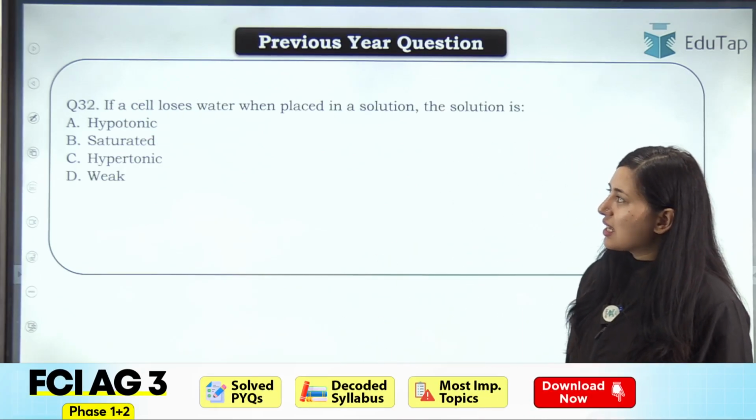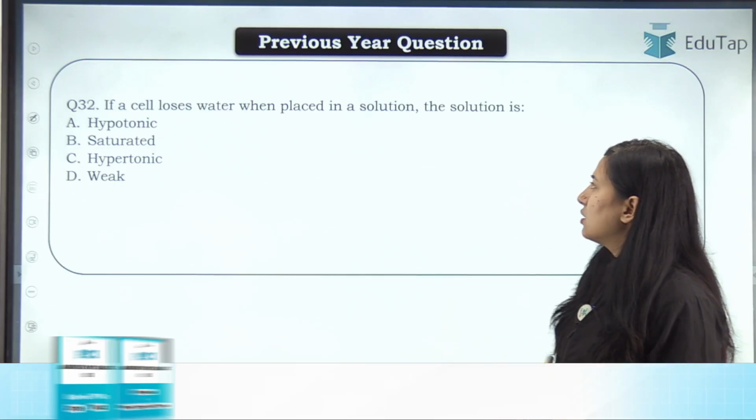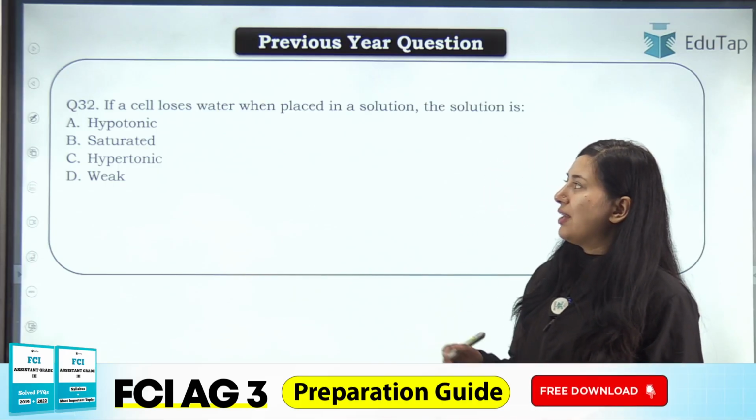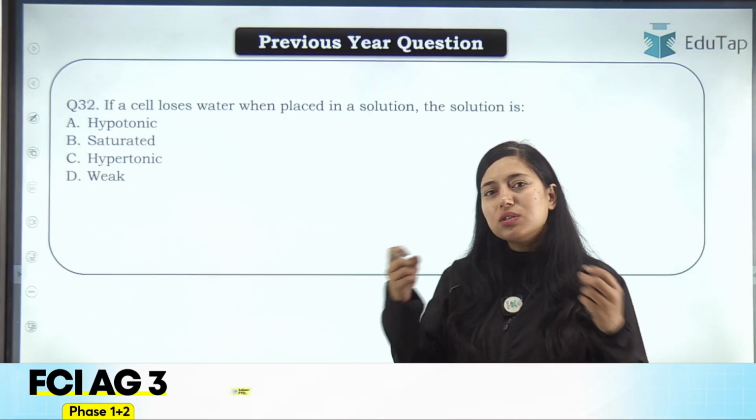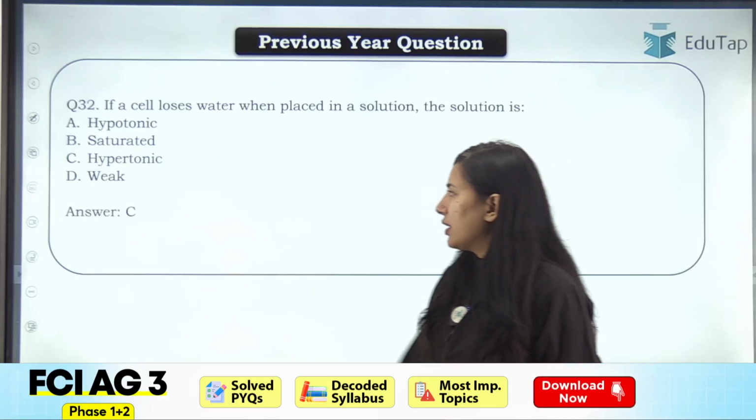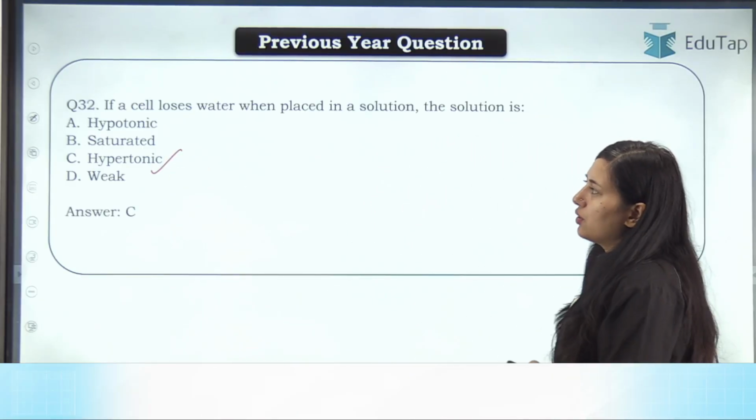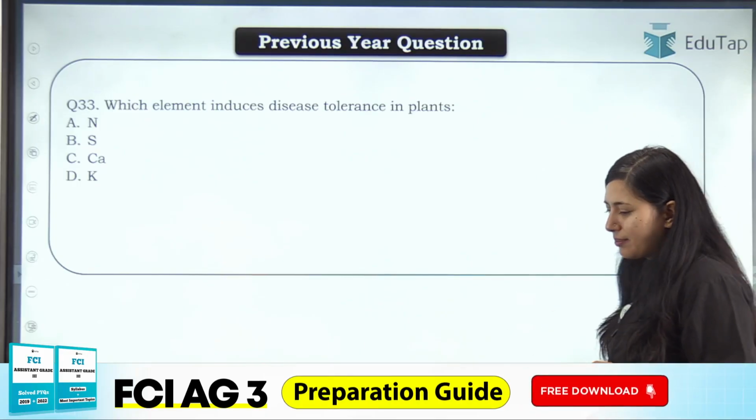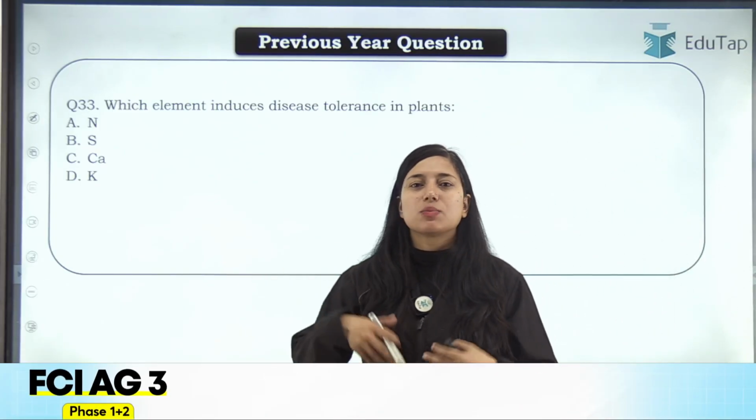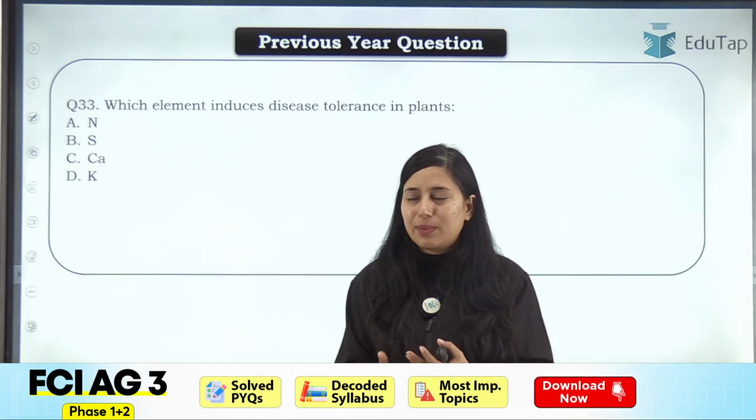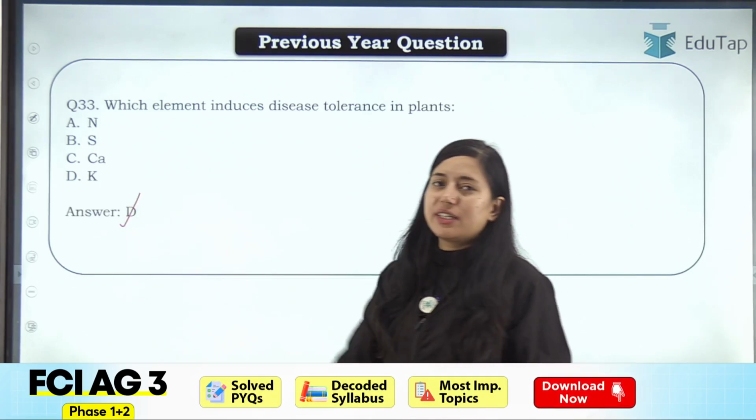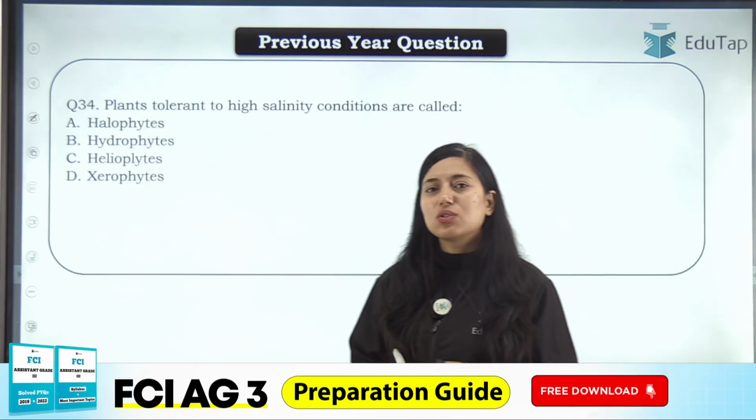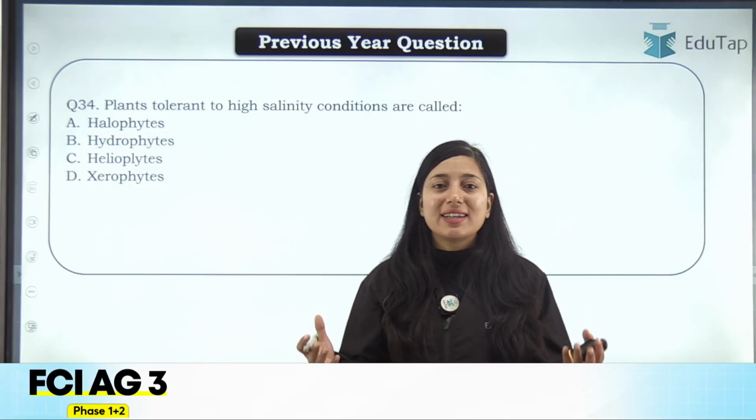Okay. Next is, if a cell loses water when placed in a solution, the solution is. Again, a question from your biology, botany. So if any cell is placed in a solution and the cell loses water, that means the solution is hypertonic. So the solution is hypertonic. Next is, which element induces disease tolerance in plants? So basically, which nutrient is responsible for disease resistance in plants? So that is potassium. The answer here will be option D, potassium. Next is, plants tolerant to high salinity conditions are called. So what are those plants called which can tolerate high salinity conditions?